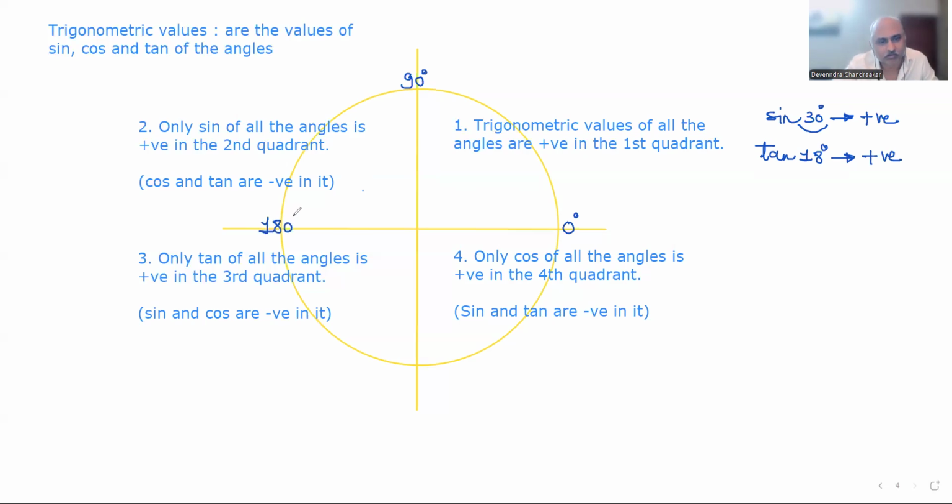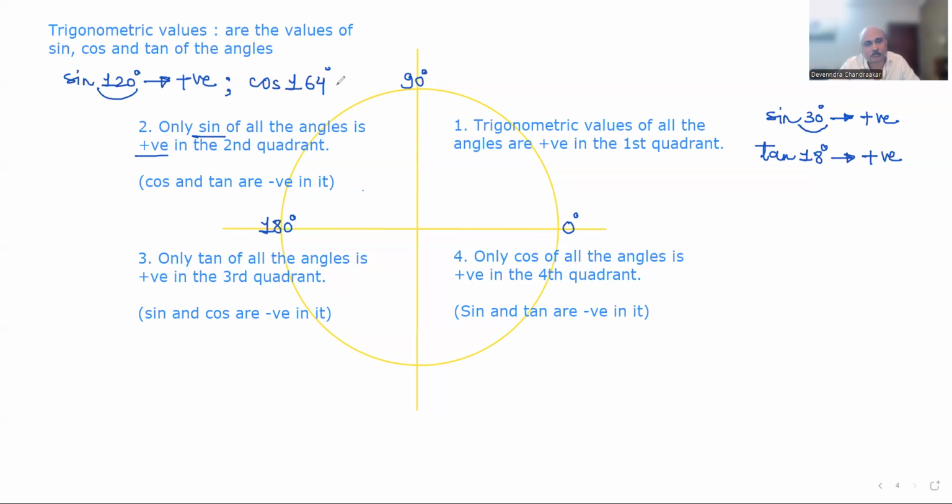Regarding the second quadrant, check. What is sine of 120 degrees? Check the angle. It lies in the second quadrant. In the second quadrant, sine is positive. Very good. What about cos of 164 degrees? Negative. Shabash. I hope everybody understood this.